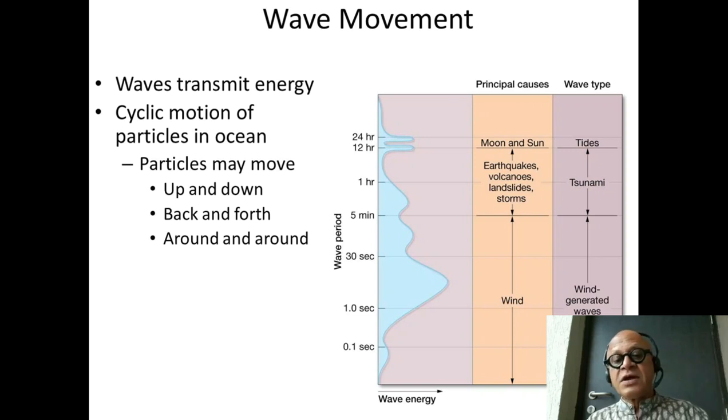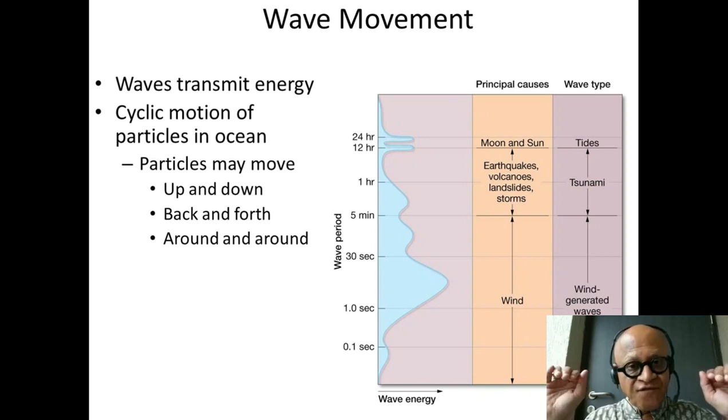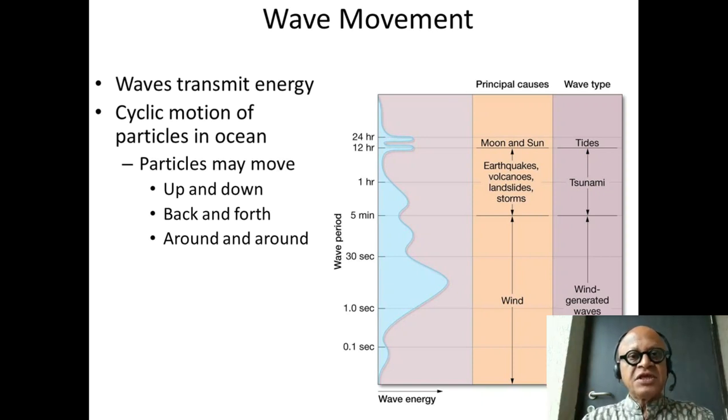So here, very short period waves, 0.1 second to 1 second and so on, up to 5 minutes, are caused by winds. So wind is the perturbation force. The restoring force depends on the period. We will see that a little bit later on. And these are obviously called wind-generated waves.